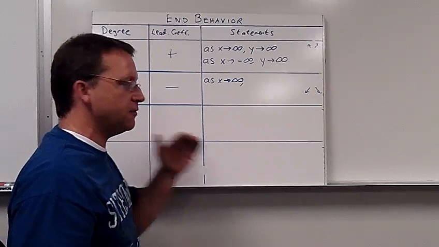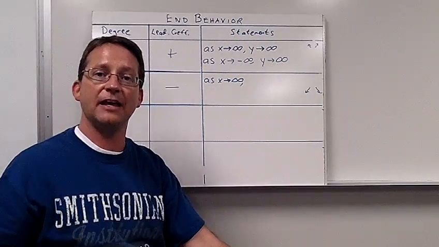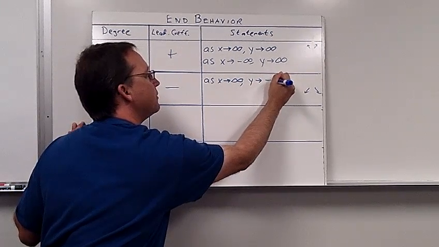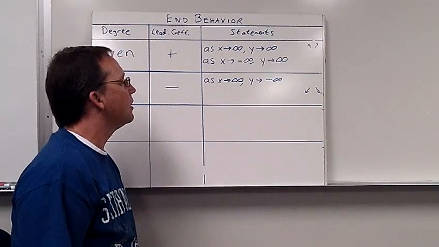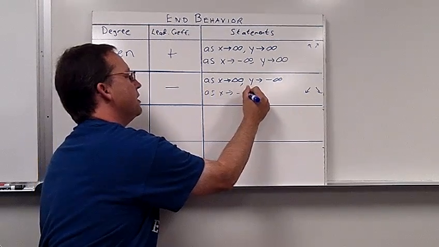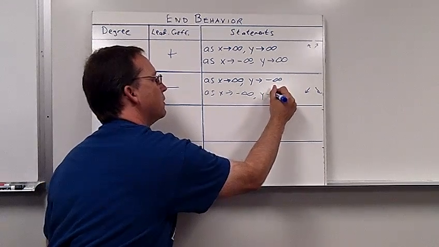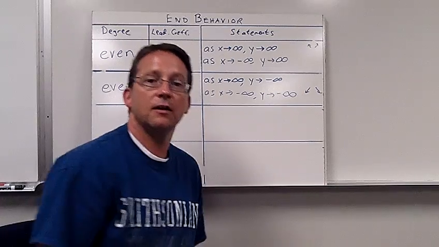As x approaches infinity now, my y values are going down. They're going toward negative infinity. So my y's are approaching negative infinity. Sorry, that's a terrible infinity. Now as x approaches negative infinity, my y values are also approaching negative infinity.